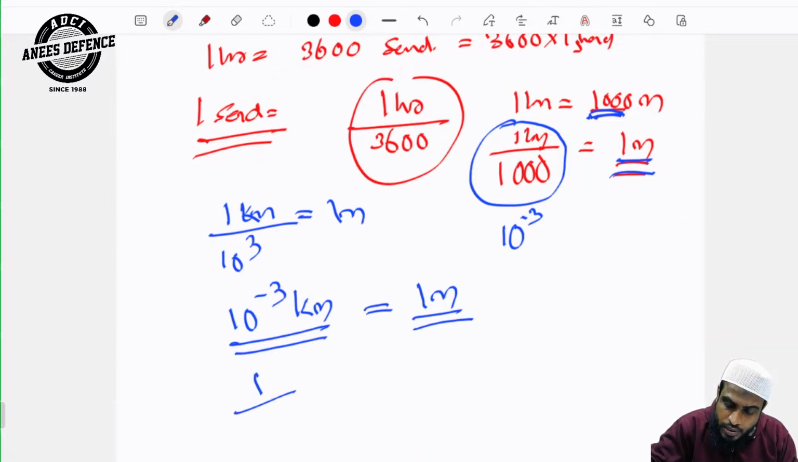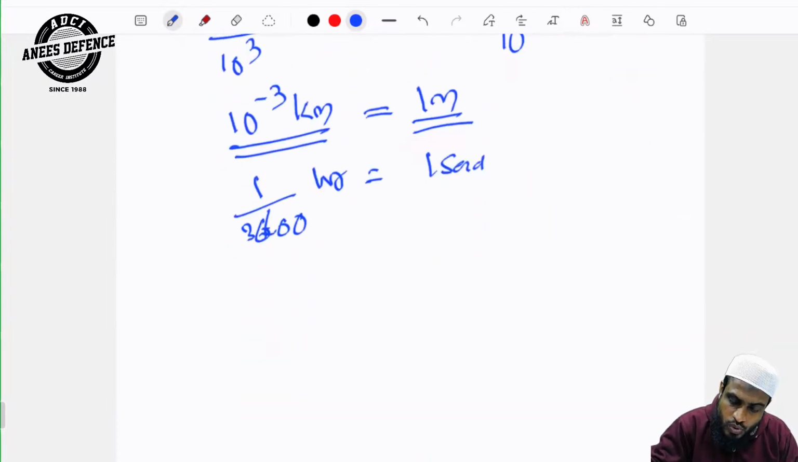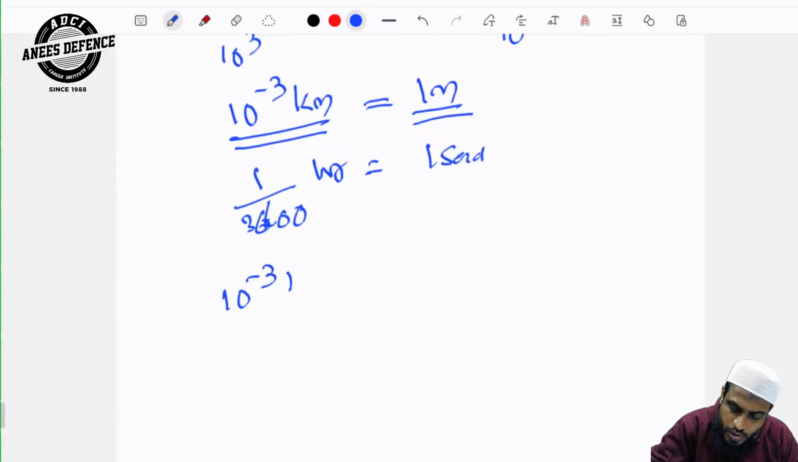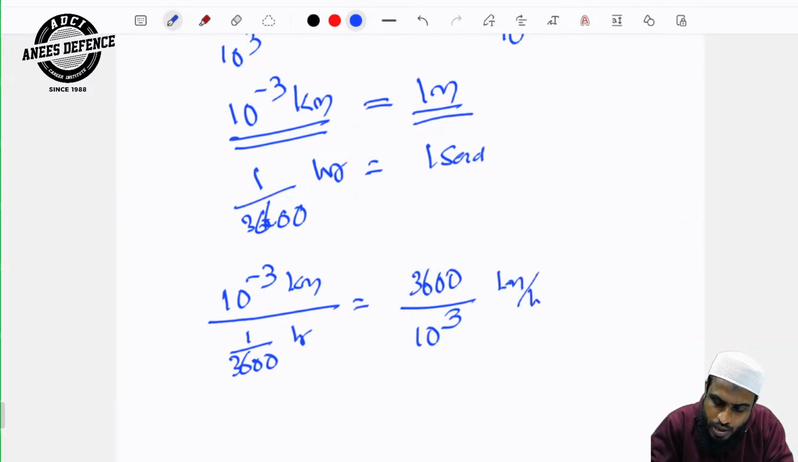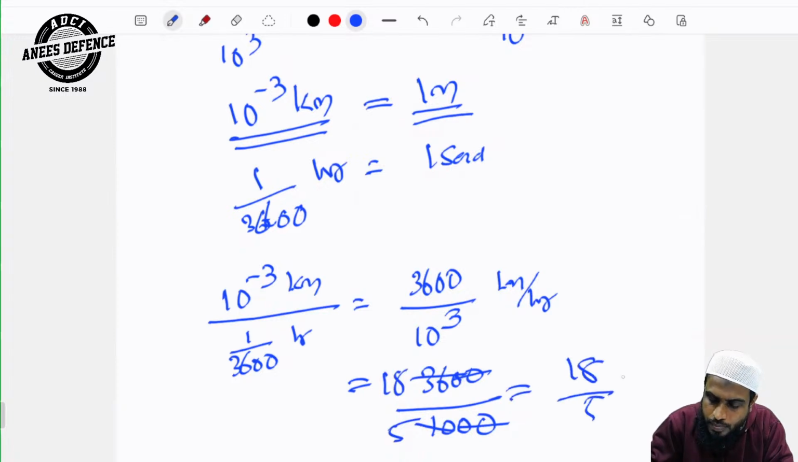And 1 by 3600 hour is 1 second. So if we divide 10 raised to minus 3 kilometer by 1 by 3600 hour, it comes like this. This 10 raised to minus 3 will come to the denominator, and 3600 will come to the numerator. That is equal to kilometer per hour. So 10 raised to 3 can be written as 1000, and again it gets cancelled. 18 into 2 and 5 into 2. Finally you are getting 18 by 5.